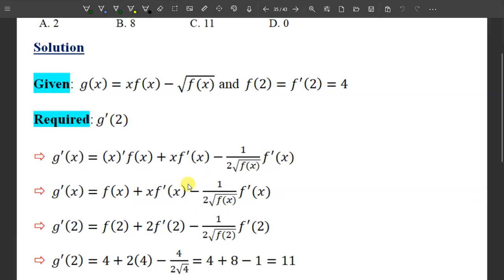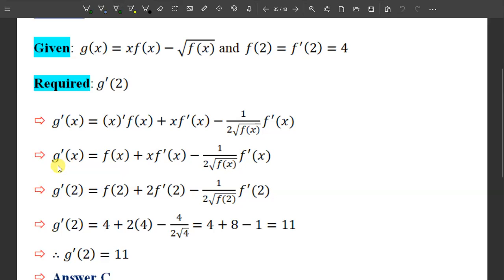And here the result will become like this: g prime of x is equal to the derivative of x, which is 1, multiplied by f of x, it becomes 1 times f of x, plus x f prime of x, minus 1 over 2 square root of f of x multiplied by f prime of x. Since we are asked to find g prime of 2, just replace x everywhere in this equation. In this equation, replace x by 2.